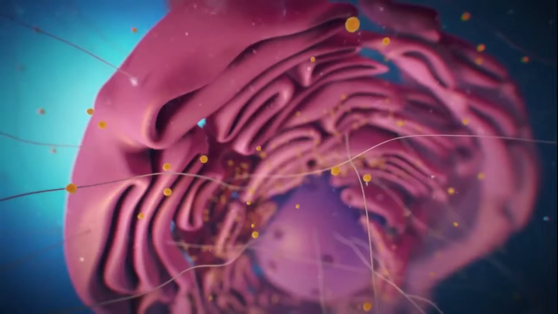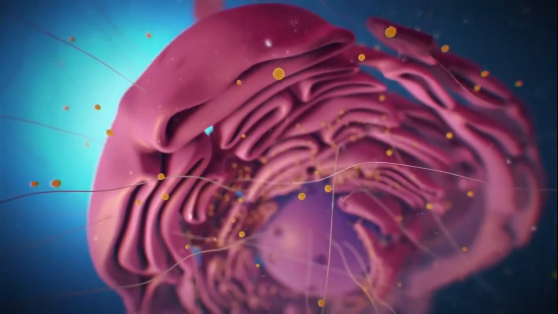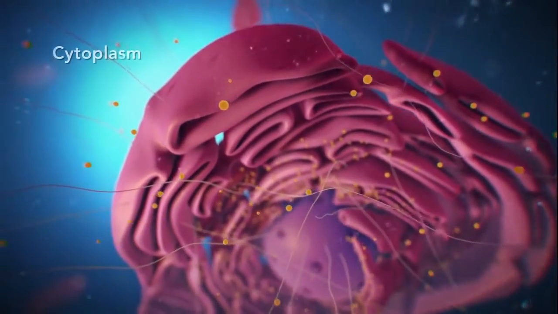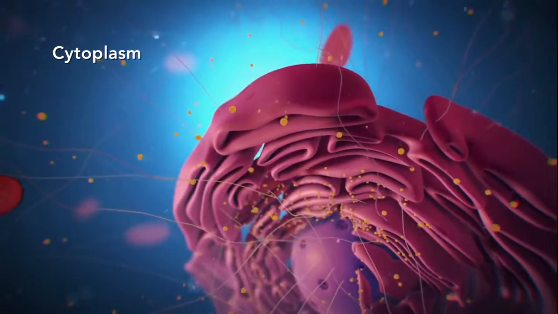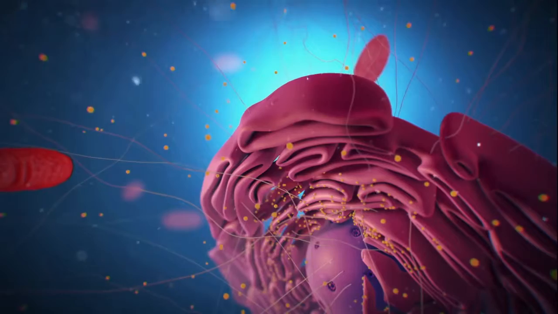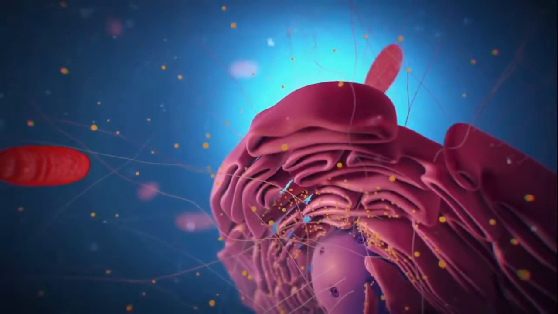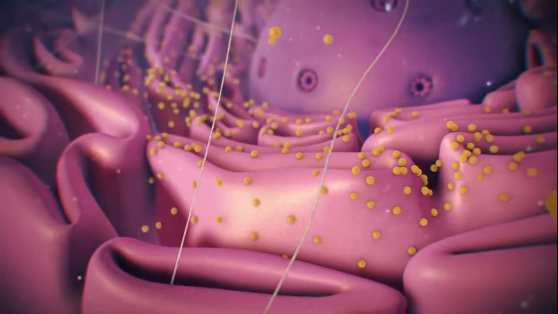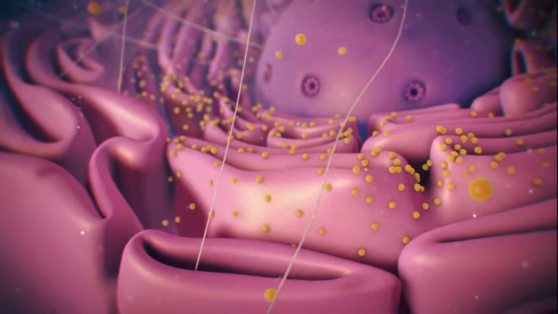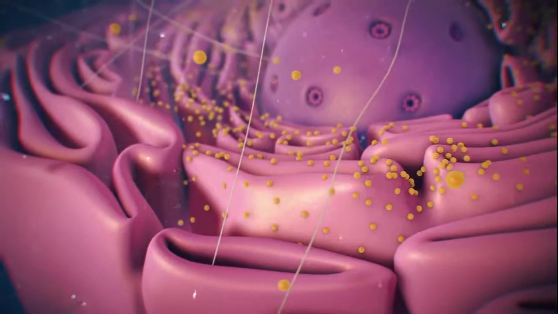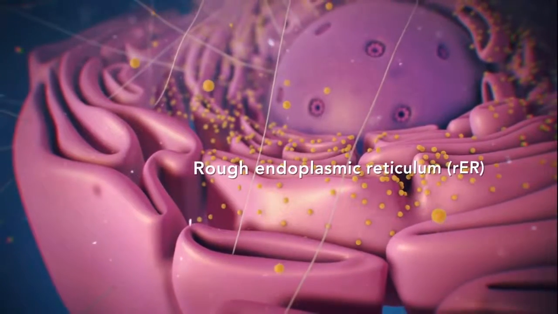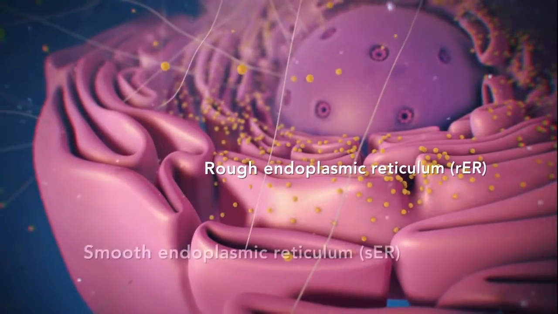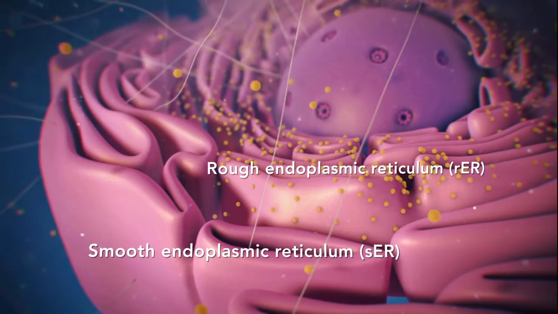Outside the nucleus, the ribosomes and the rest of the organelles float around in cytoplasm, which is the jelly-like substance. Ribosomes may wander freely within the cytoplasm or attach to the endoplasmic reticulum, sometimes abbreviated as ER. There are two types of ER. Rough ER has ribosomes attached to it, and smooth ER doesn't have ribosomes attached to it.